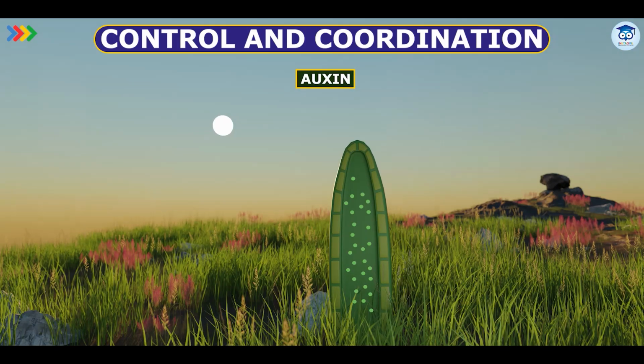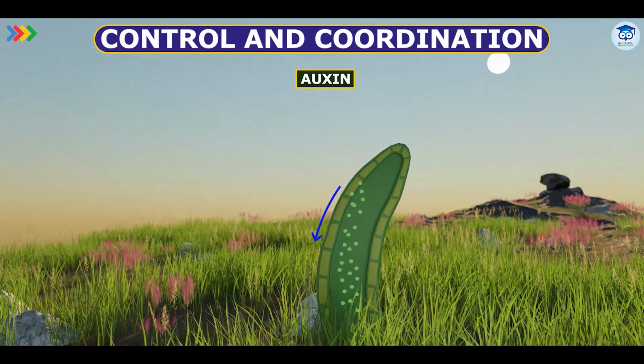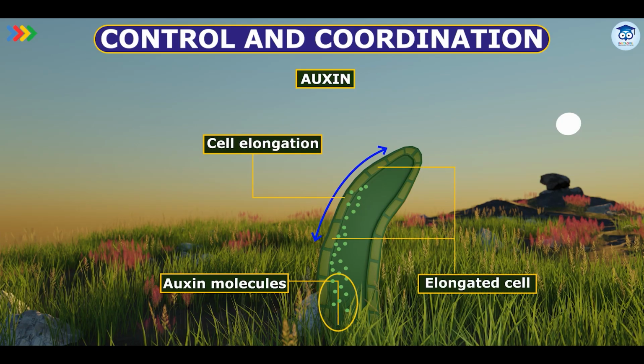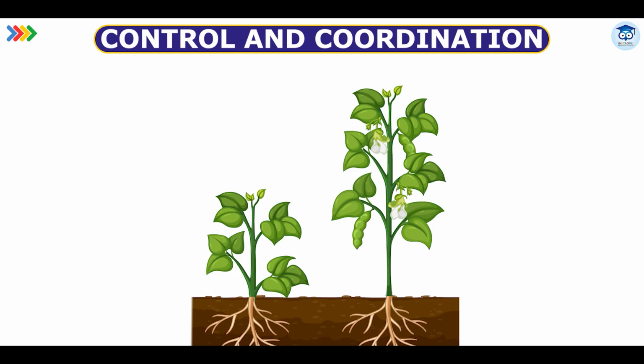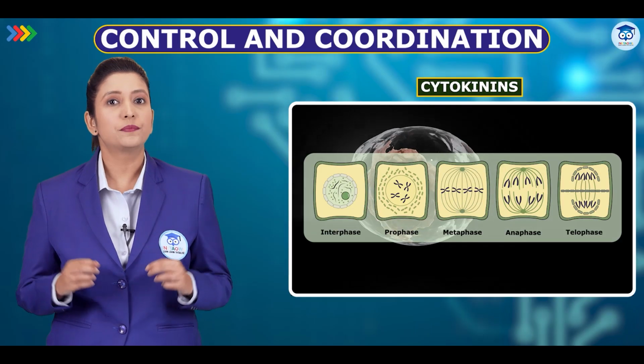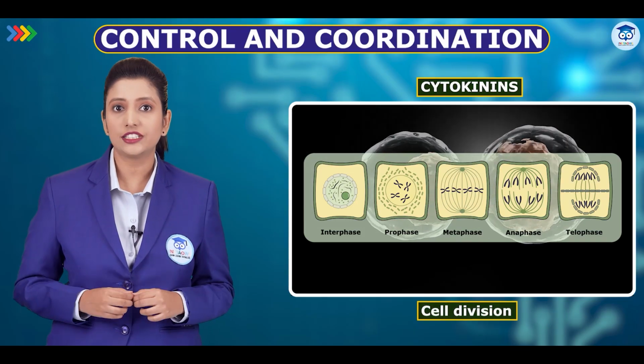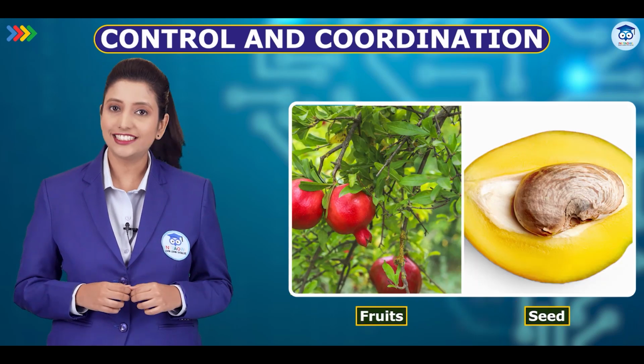When a plant detects light, it produces a hormone called auxin. Auxin moves to the shaded side of the shoot, causing the cells there to elongate more than the lit side. That's why the shoot bends toward light. Another hormone, gibberellin, helps the stem grow taller and promotes elongation of cells. Cytokinins promote cell division, especially in areas where active growth is taking place, like fruits and seeds.